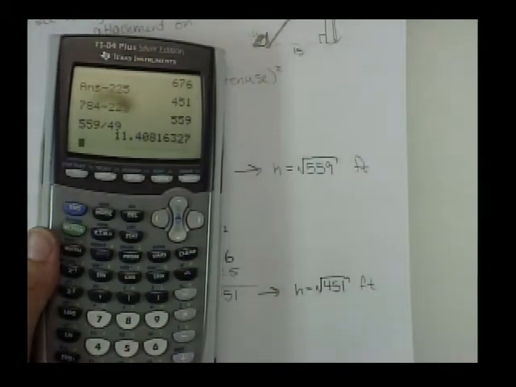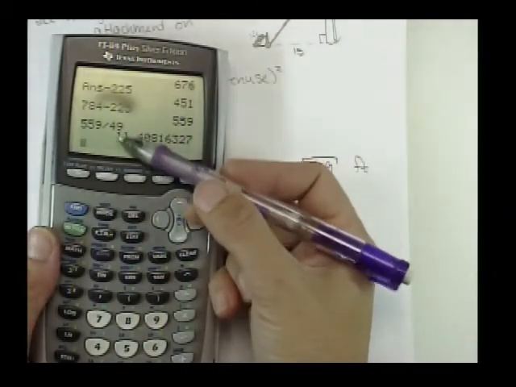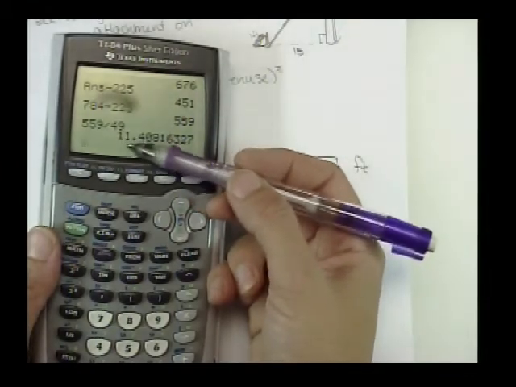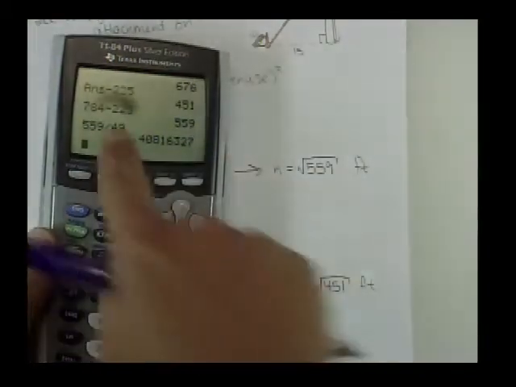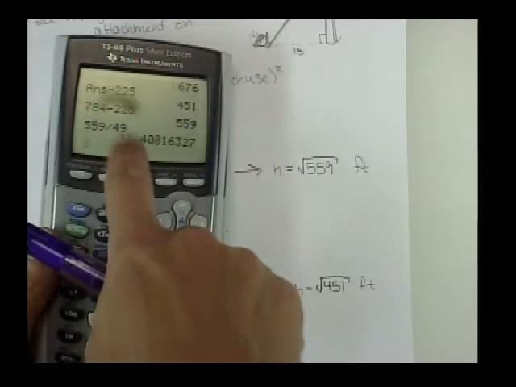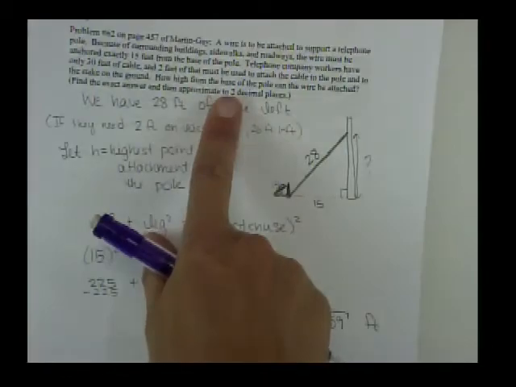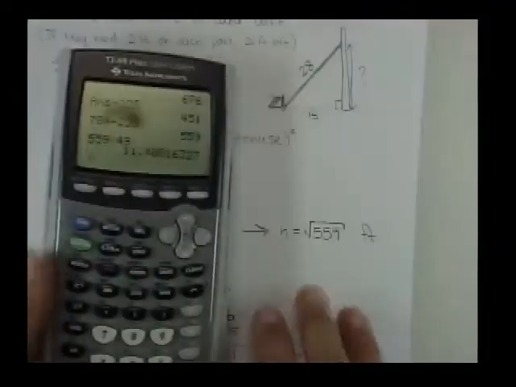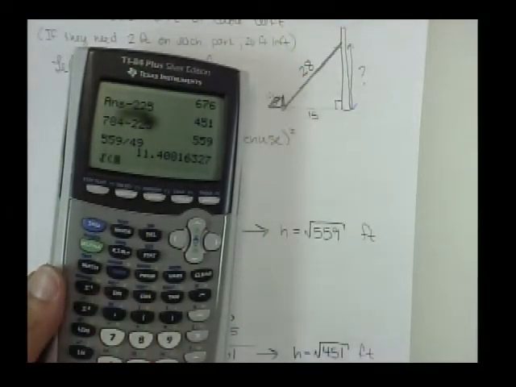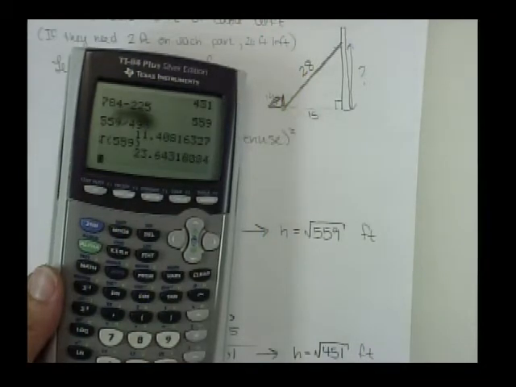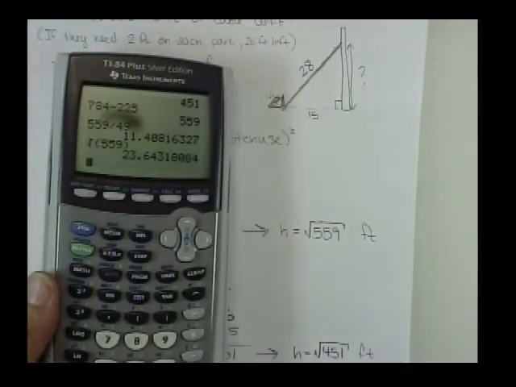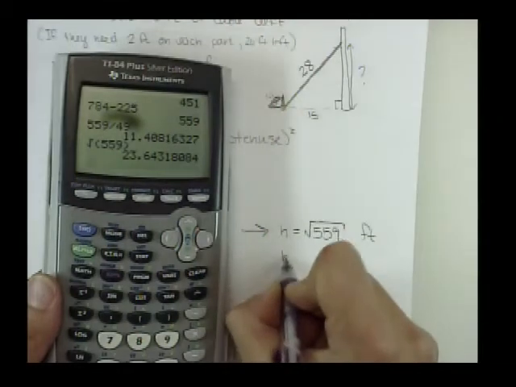And notice when I tried 49, I got a number that was pretty small, 11. So now it's going back to numbers that are smaller than numbers I've already checked in my head. So you don't have to go any farther than that. So that one won't simplify. And then it says, and approximate to 2 decimal places. So we just do that on our calculator. Square root of 559 is about 23.64.